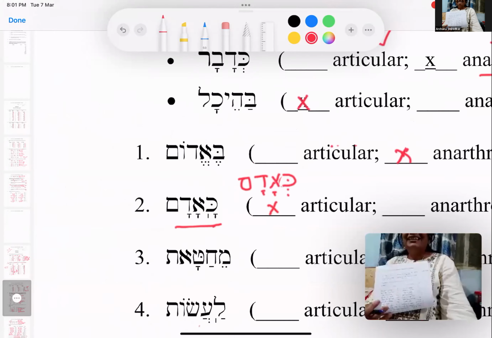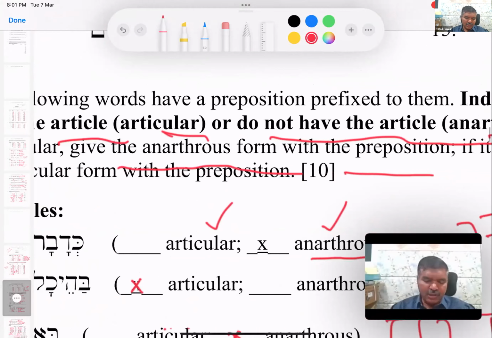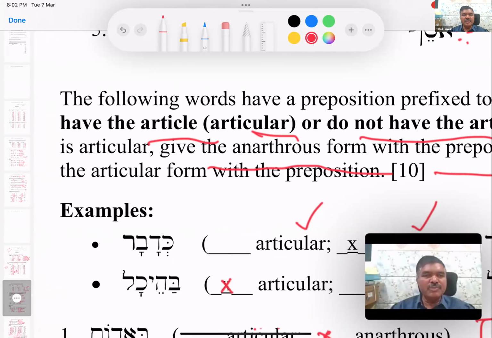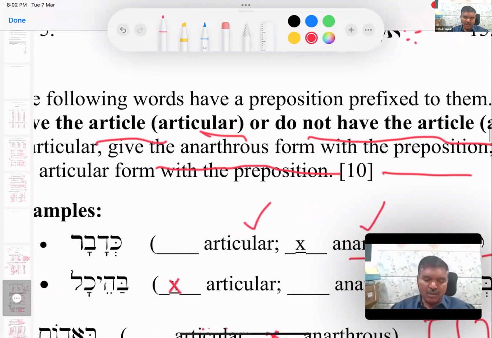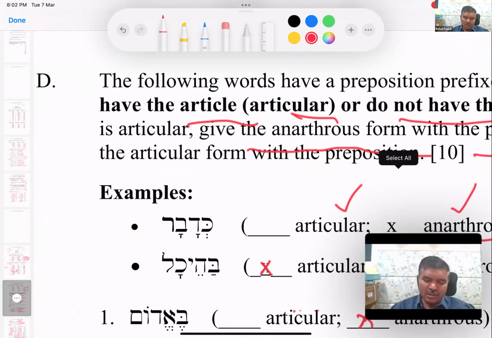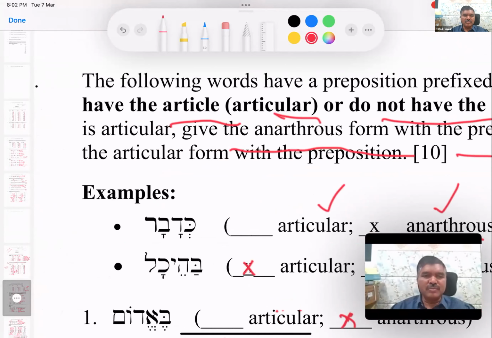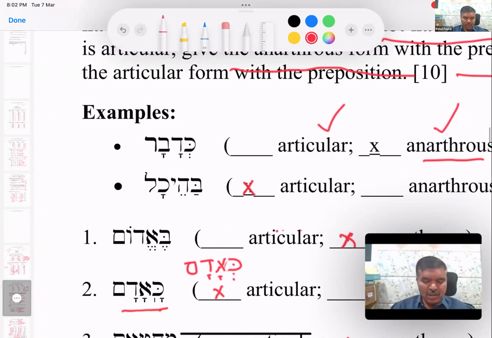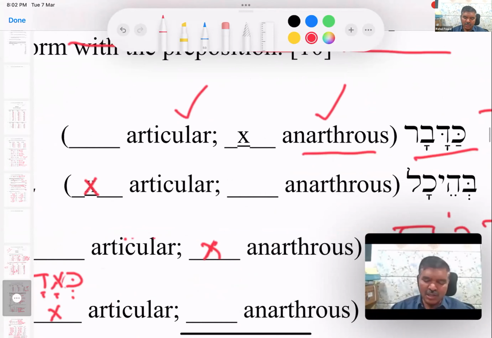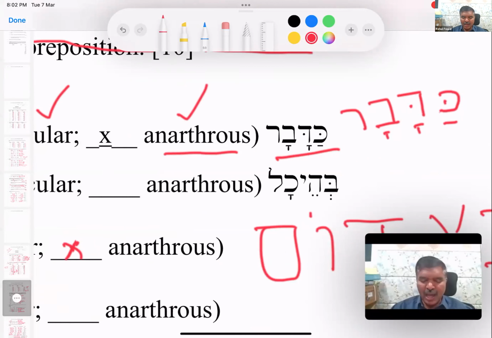Yes. See, what is the question? You read it properly. The following words have a preposition prefix to them. Indicate whether they have the article, that you have to identify, or if there is no article, that is called anarthrous form. If the word is articular, give the anarthrous form with the preposition. If it is anarthrous, give the articular form with the preposition. The example they have given, Kedavar. Now, Kedavar is anarthrous form, then you have to write the articular form. The articular form is Kadavar, because if we put the article, Hadavar will become Kadavar.